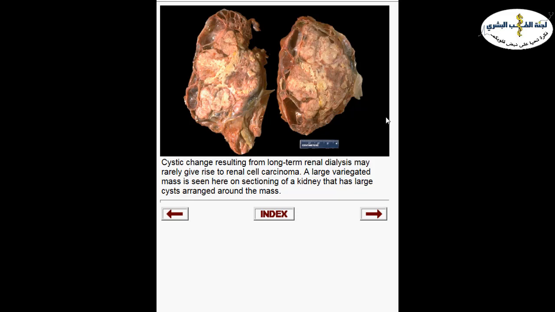We don't remove them because we don't want to put the patient under the risk of surgery. We don't want to do open surgery for the patient just to remove their kidneys. But if we suspect there is a small mass and we are following him, we can detect the mass from the beginning and then remove their kidneys, okay?